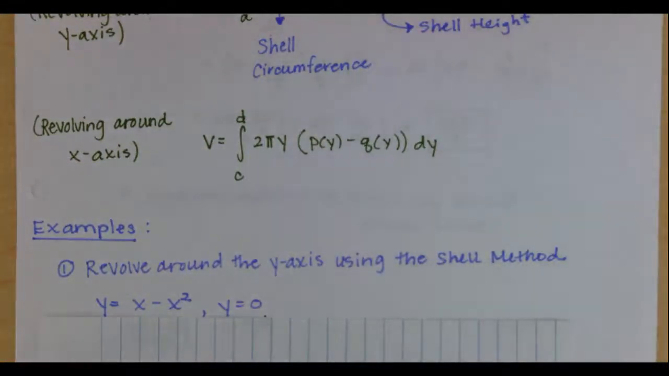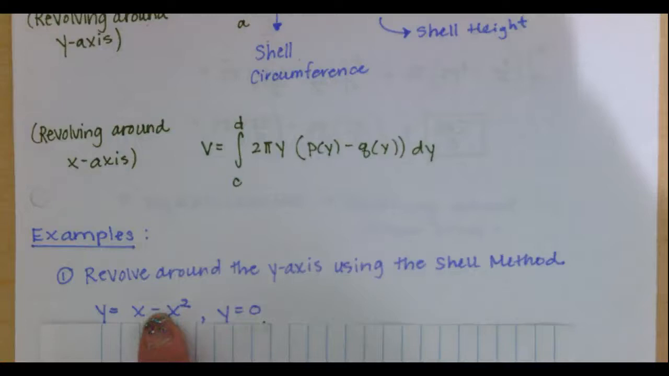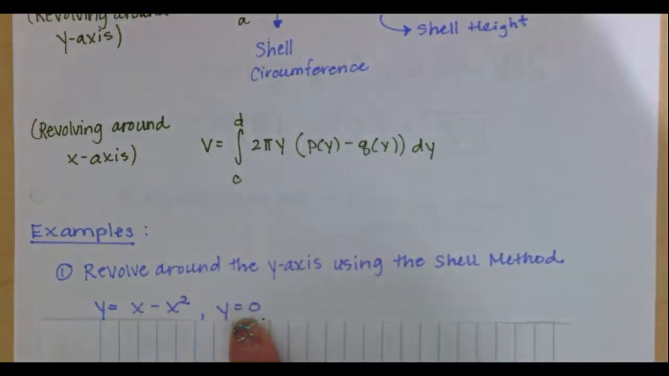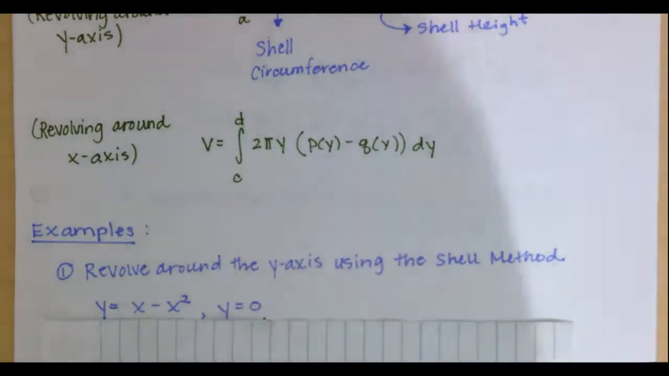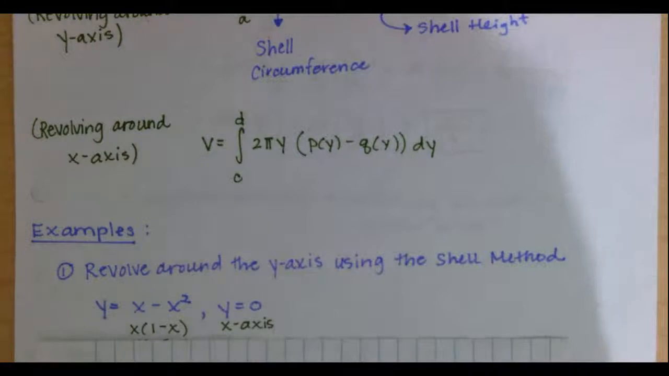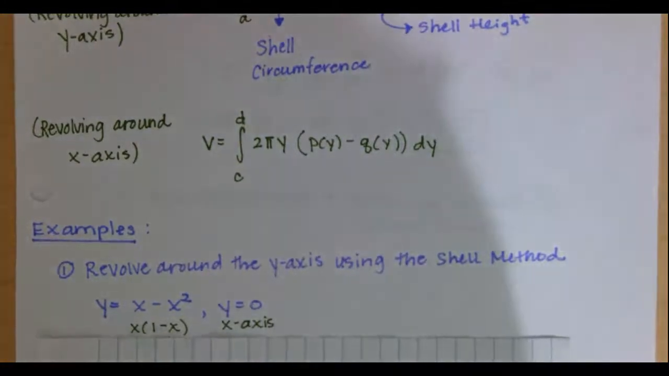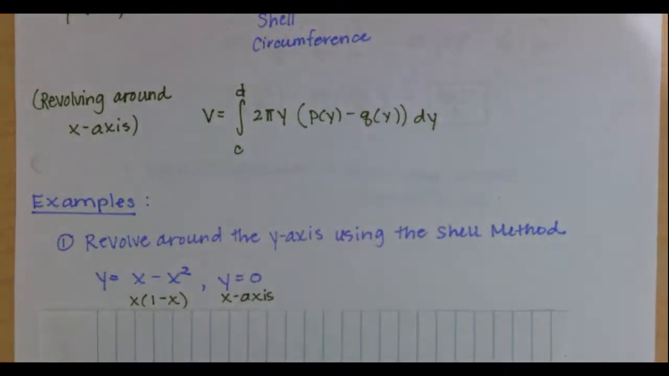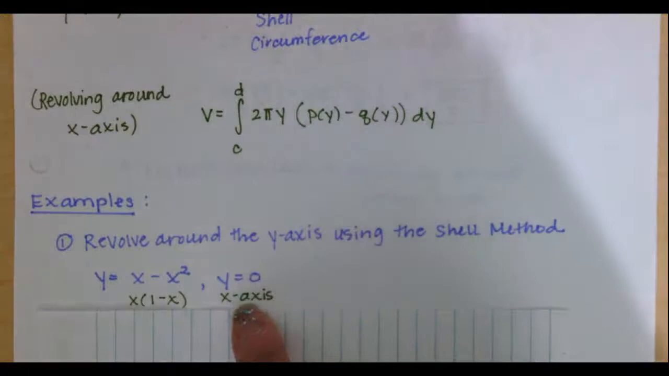So you can see that my two curves are y equals x minus x squared, which is a parabola. It's a reflected parabola because the x squared piece is negative. And then I also have y equals 0, which is a horizontal line at 0, or in other words, the x-axis. So you can see that I've rewritten that first parabola by factoring out the x. What that's going to do is help me graph it so that I know where the x-intercepts are. And then, as I mentioned here, this line is just the x-axis itself.